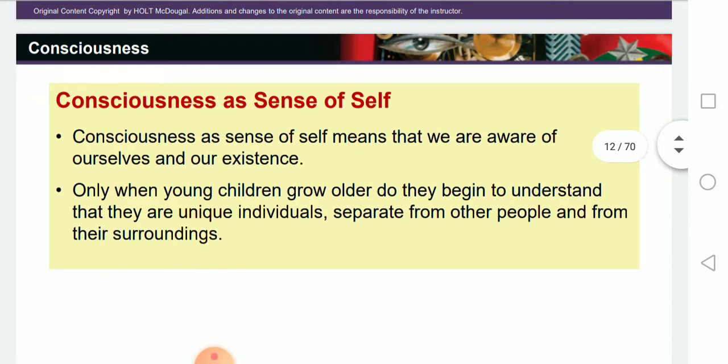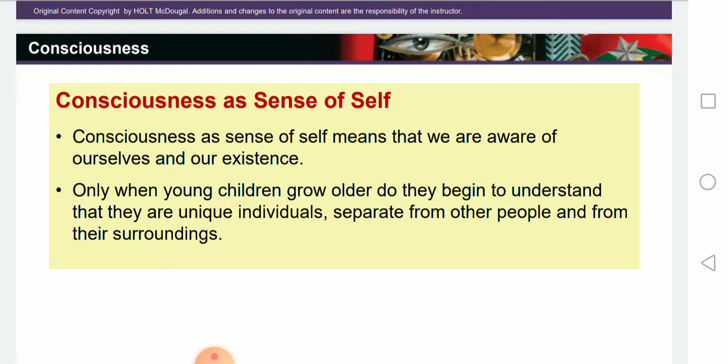Consciousness as sense of self. Consciousness as sense of self means what? That we are aware of ourselves and our existence. Okay, so sense of self, I know that I'm here, I exist here, and I know myself. I'm aware of myself and that I exist in the world.